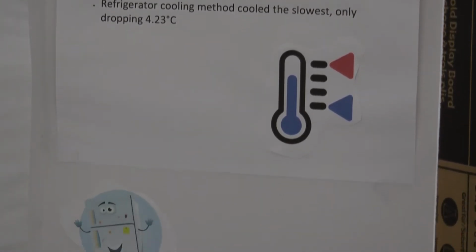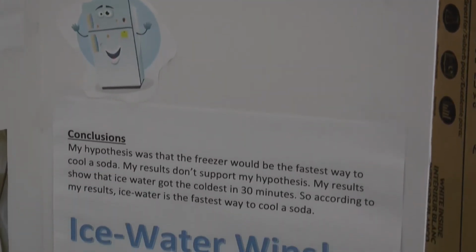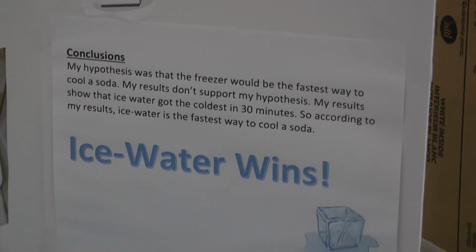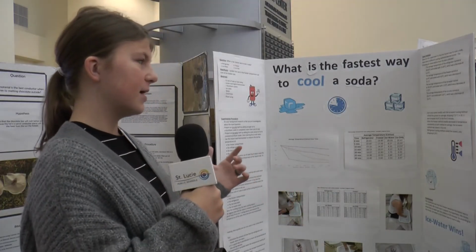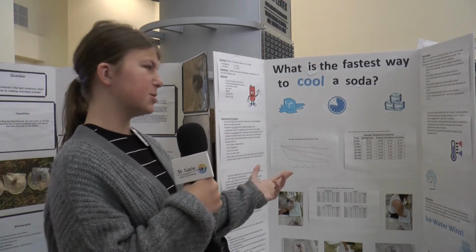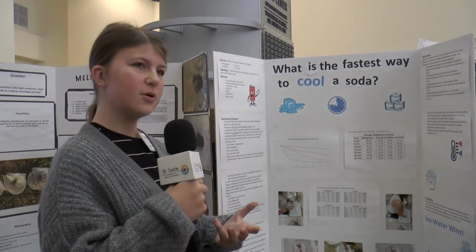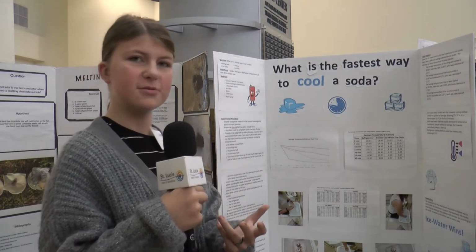The cooling devices are what I controlled, my independent variable. I had the freezer, refrigerator, the ice only bath, and the ice water bath. What I measured was the temperature of the sodas, and my constant variable was the cans of Coke Zero.